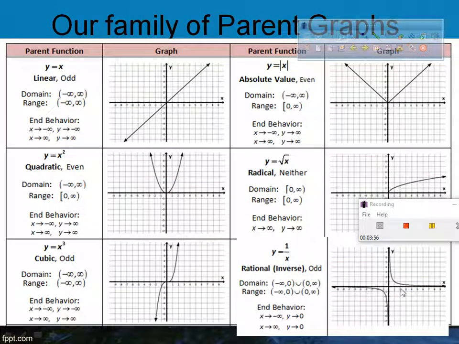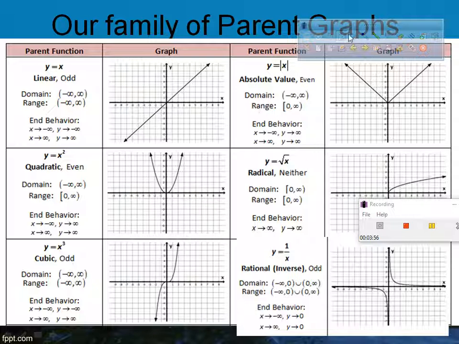But it does have 2 asymptotes, one at the y-axis and one at the x-axis. And so then there's the shape of my rational function. Now, guys, you don't need to know all this domain and range and end behavior, even though that's good to have right there. You don't need that.